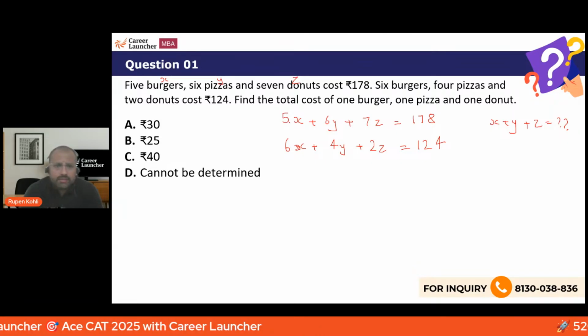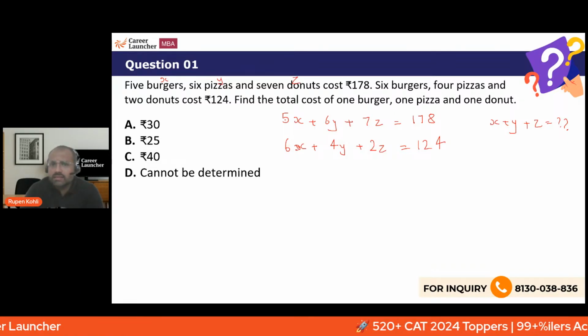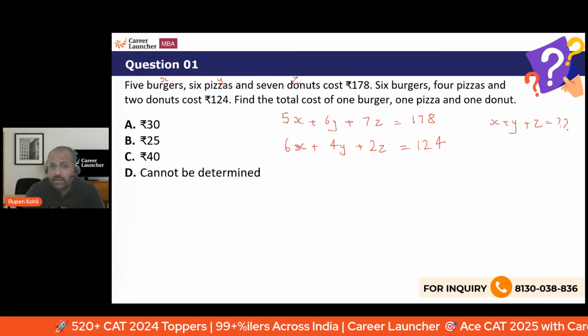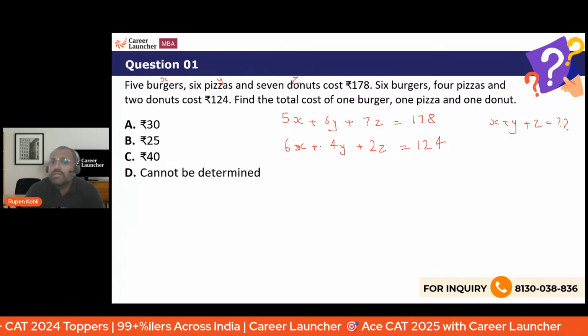Okay, so there is obviously some hidden trial involved over here, right? For example, let's say I double this equation, 5 into 2, 10. Then subtract this. 10 minus 6 is 4. Double this, 6 into 2, 12 minus 4 is 8. So the coefficients are not the same. We want the same coefficient, right?